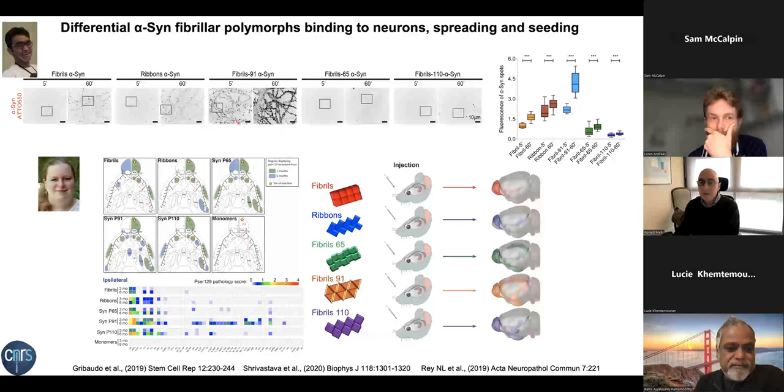These different polymorphs, because of their surfaces, bind differentially to neurons cultured on petri dishes. So you can see here that some bind very efficiently, while others barely bind, and you can quantify all this. And Norwen Ray showed that, in fact, if you inject them in the olfactory bulb of the same model animal, they spread and amplify to different extents.